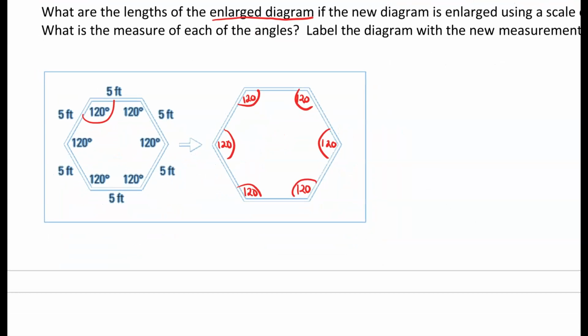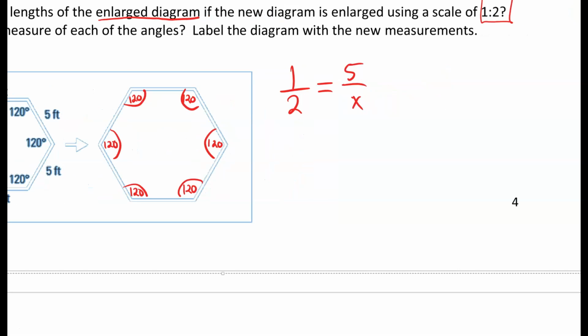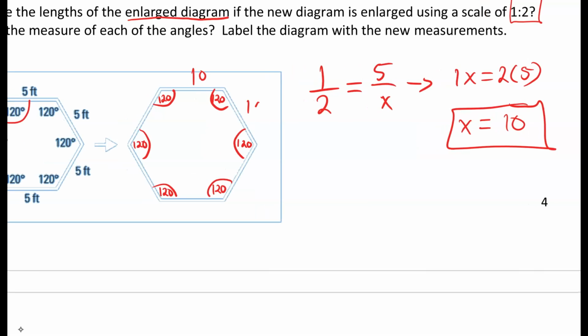Now the difference though would be the lengths of the sides. These can change. If we're enlarging this object and we have a scale factor of 1 over 2, we want to make sure that we are getting a bigger number. So our number should not be getting smaller if we're enlarging this, meaning we have 5 on top and x on the bottom. This will give us 1x is equal to 2 multiplied by 5, so x is equal to 10. So that would be our lengths for the side. All the sides are going to have a measurement of 10.